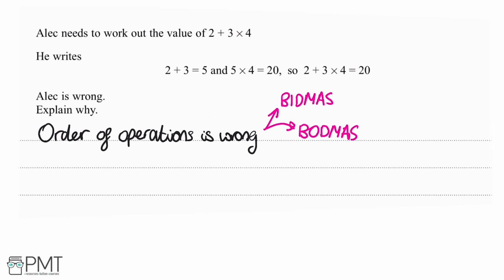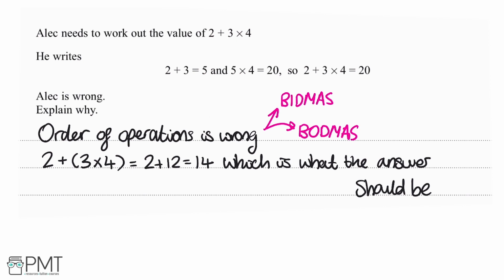So working out what the answer actually is, I'm going to do 3 multiplied by 4 first. So I'm going to put it in brackets to show that's what we're doing. So if we do 3 multiplied by 4, that gets 12. So it's going to be 2 plus 12, which equals 14. And for that, we get 1 mark. So we could either say that the order of operations is wrong, or we could show that Alec got it wrong by showing what the actual answer is. So either of the options will get you the mark.